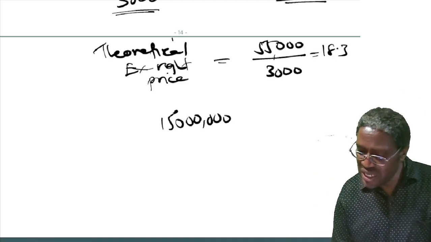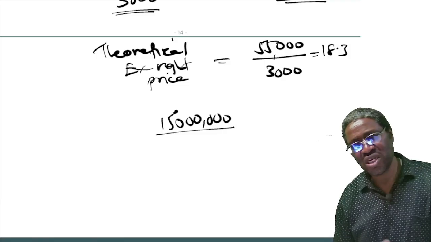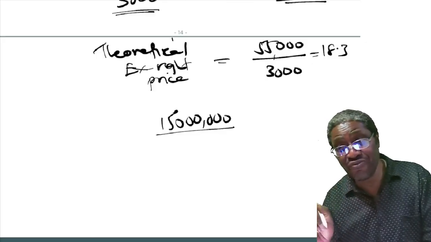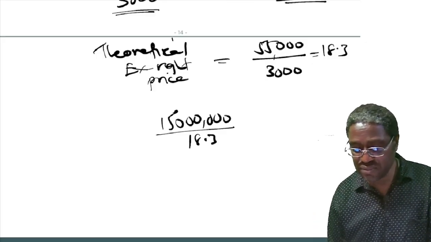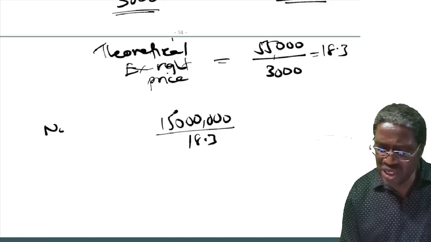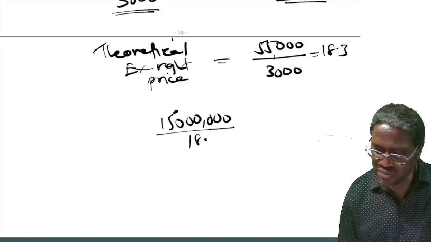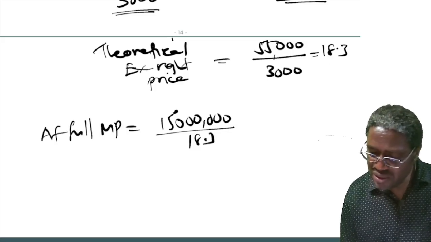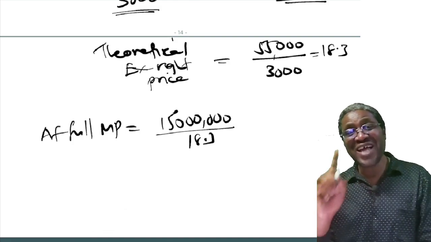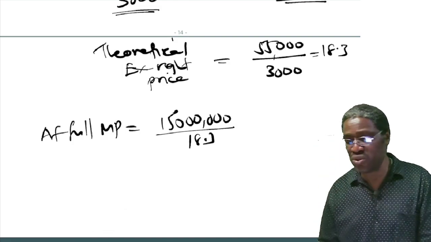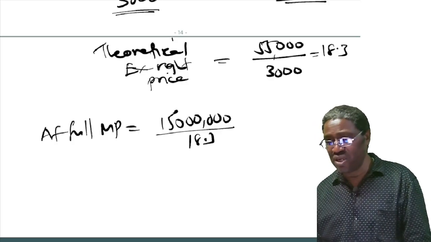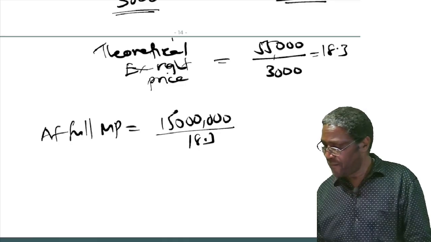So we are saying this 15 million, if they were to go to the stock market and buy shares, they would find one share now going for 18.3. So the number of shares deemed to be issued at full market price would be 15 million divided by the expected price, which is 18.3, which now comes to how much? So let me take my 15 million and divide that by 18.3.